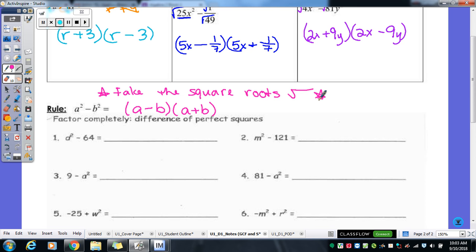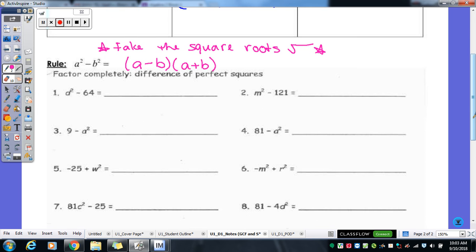So let's look at this first one. We got a squared minus 64. So is a squared perfect? Yep. 64 perfect? Yes. So that should always be the first thing you're doing in your head, figuring out: are they both perfect squares, and then do they have that subtraction sign that you need? So the square root of a squared is a. Square root of 64 would be 8. I ate and I ate and I got sick on the floor, so 8 times 8 is 64. Never forget the first time my nephew told me that when I hadn't heard it.